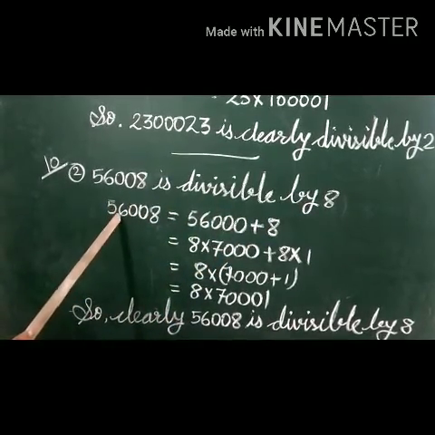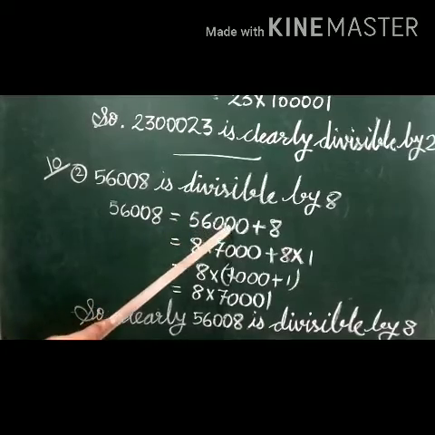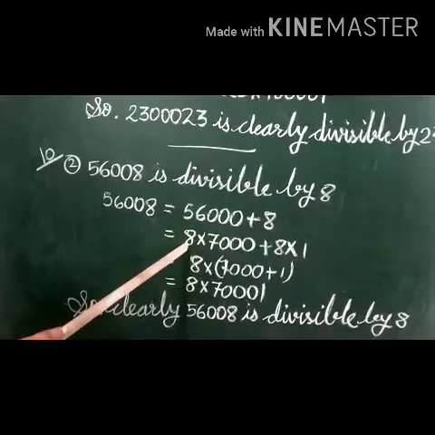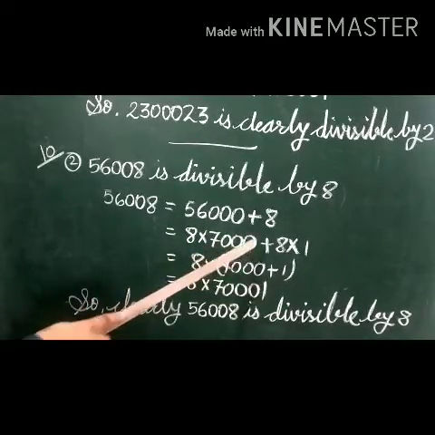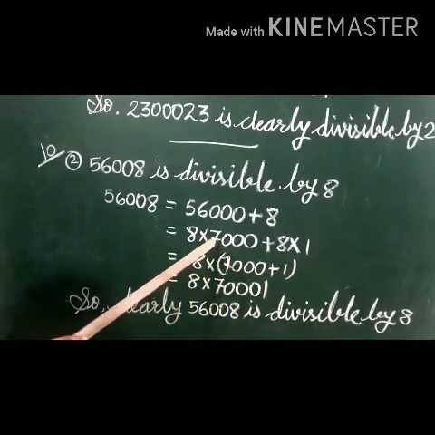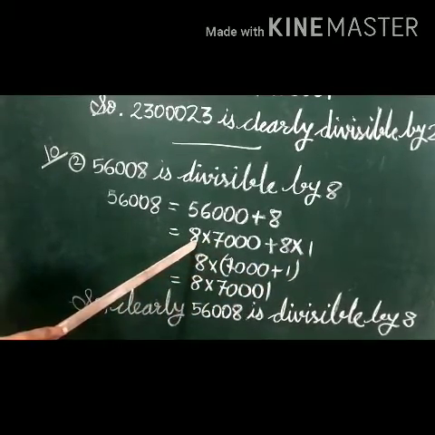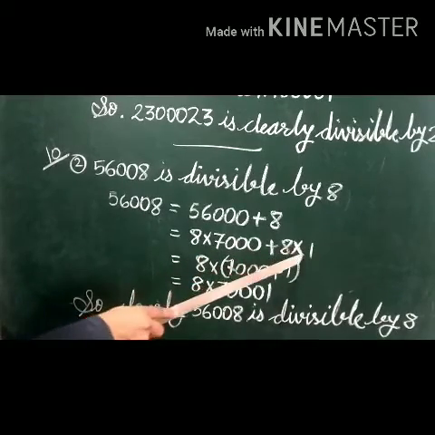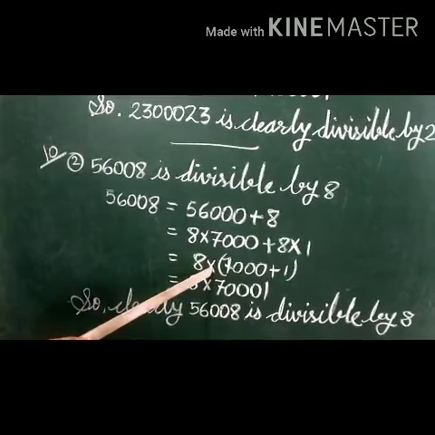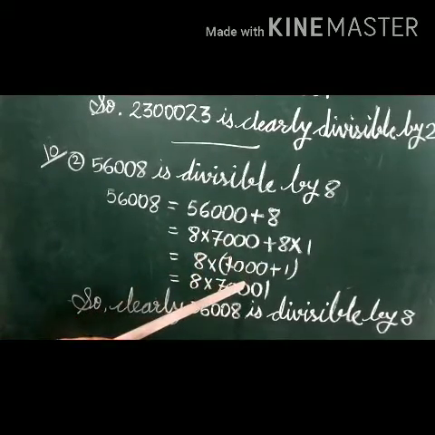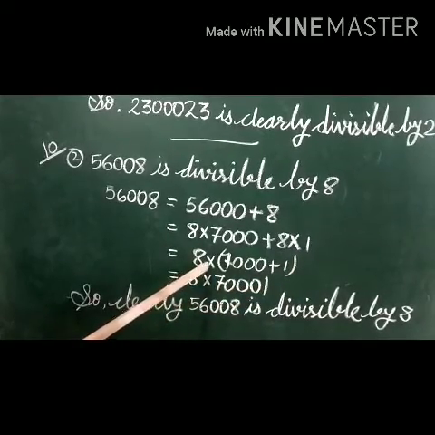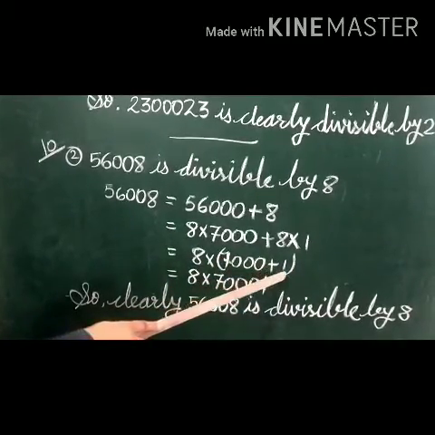Same here, 56,008 we can write as 56,000 plus 8. We can write 56,000 as 8 multiplied by 7,000, plus this 8 we can write as 8 multiplied by 1. We can see students that 8 is here and in this other part also, so we can take 8 as common. So 8 multiplied by, from this group 7,000 plus from here 1.